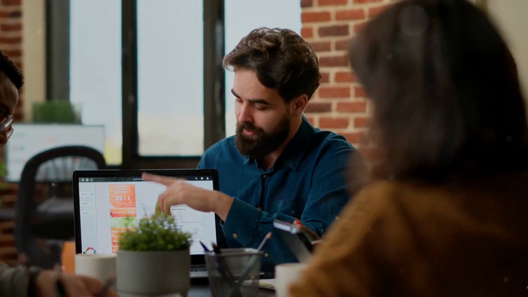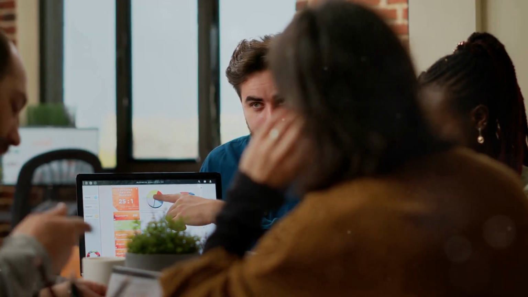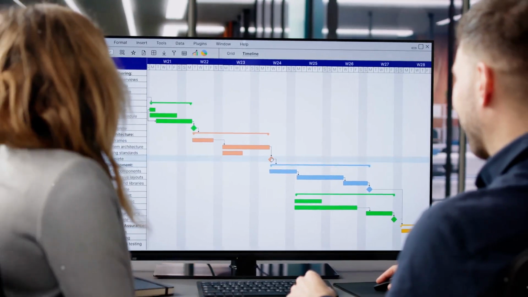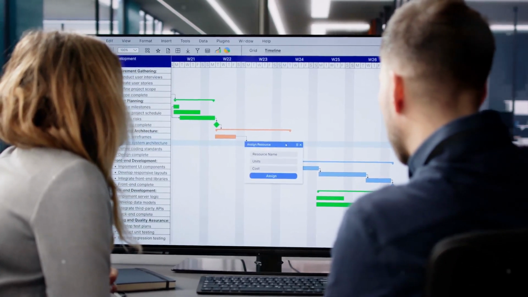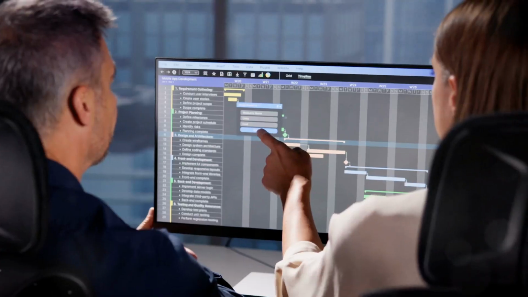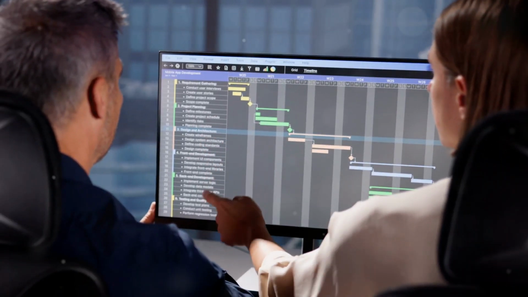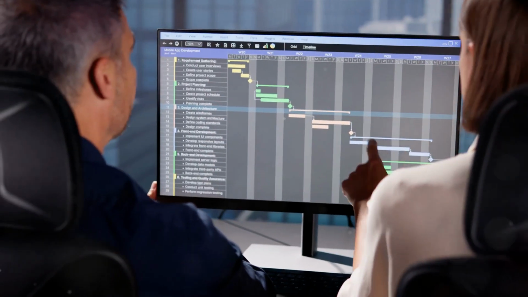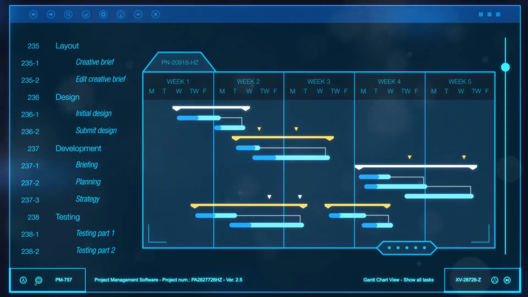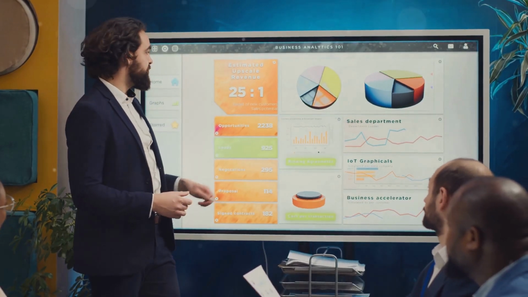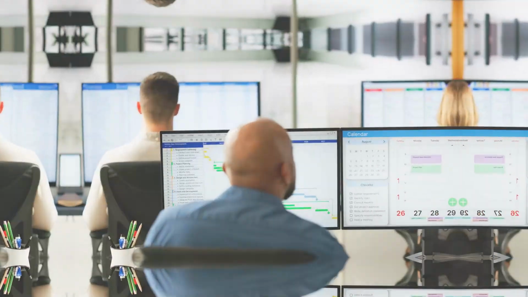Critical path analysis, also known as critical path method, is a project management technique used to identify the sequence of tasks and activities that are critical to the completion of a project within a specified time frame. It helps project managers determine the shortest possible duration for completing a project and identify tasks that are most critical to its success. Here's a detailed explanation of critical path analysis.